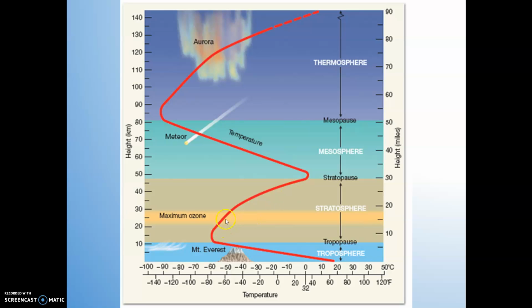And that's due to the ozone absorbing UV light and heating up. Here again, we have a change in temperature, it decreases, and that decrease we call the mesosphere. And then we have an increase again in temperature, and that is going to be the thermosphere.